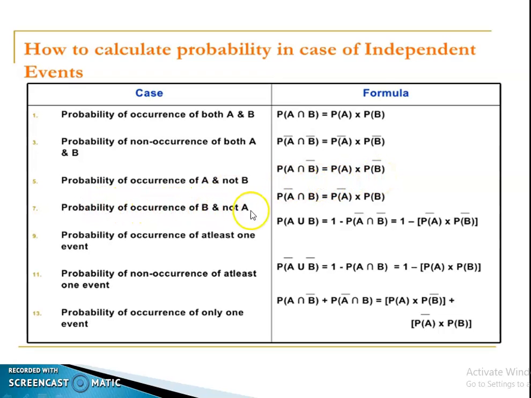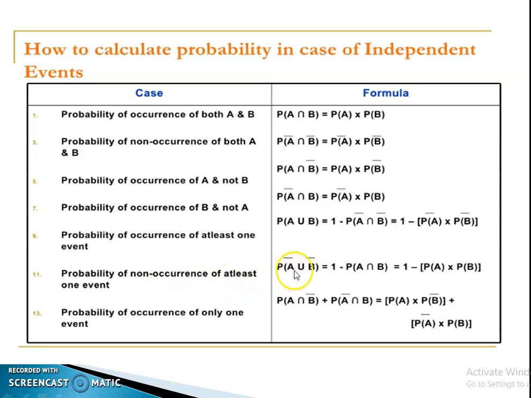Probability of occurrence of B and not A, probability of A complement intersection B, is equal to probability of A complement multiplied by probability of B. Probability of occurrence of at least one event, probability of A union B is equal to 1 minus probability of A complement intersection B complement, which is equal to 1 minus probability of A complement multiplied by probability of B complement.